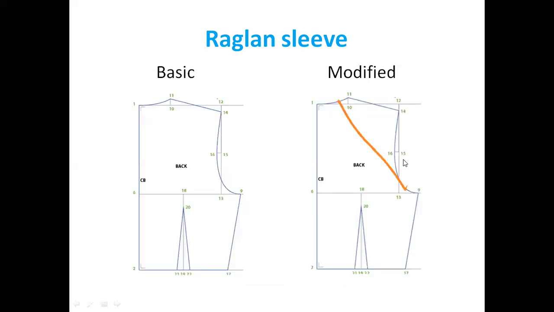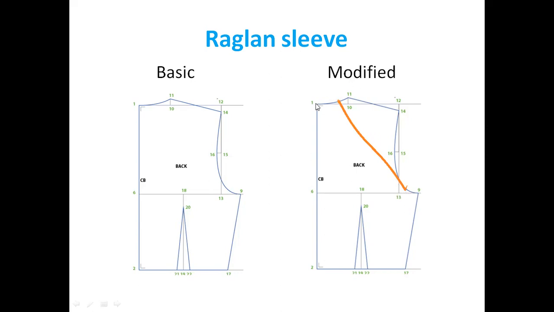Now let us see how to draft a raglan sleeve. For drafting a raglan sleeve, you need a basic bodice front and back as well as the sleeve pattern. You have to take a basic bodice. From the underarm, you have to mark a point. In this image, from 9, you have to mark a point before 13. So in between 9 and 13, you have to mark a point. You can see it in this red note.